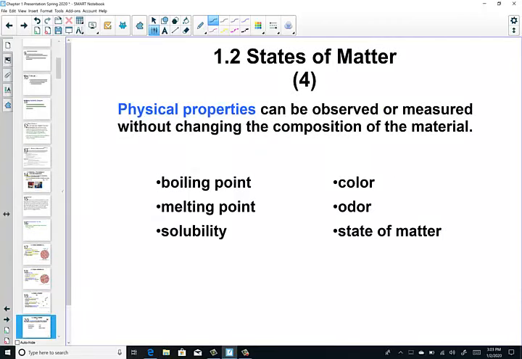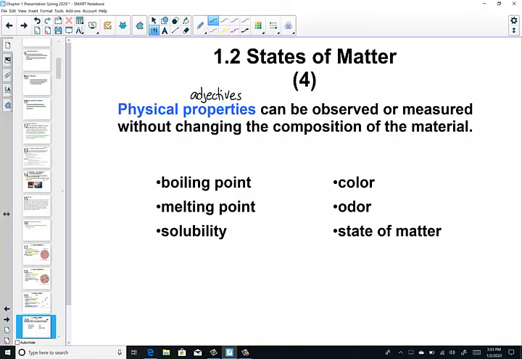When we think of the states of matter, we begin observing what are known as physical properties. These physical properties I think of as adjectives. What are things we can say about a material that is observed or measured, but does not change the composition of that material? So kind of thinking of adjectives, qualifying descriptors, if you will. What can I say without changing the identity?